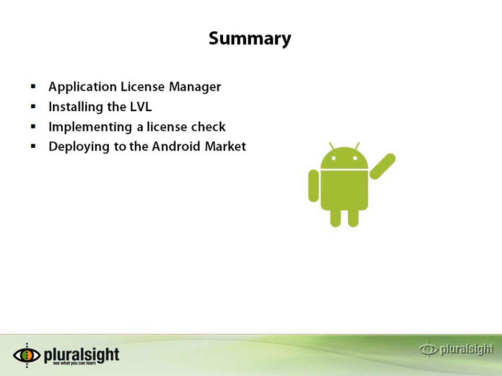Then we looked at implementing a license check using the LVL. This was a more complicated process, but what we did was we set up a permission for it. Then we created a callback handler that would handle the callbacks for the license when it told us whether there was a valid license or not. And then we set up the license checker to actually use a license checking policy that Google had already provided for us. And we tested that out, and we couldn't do a real license check because we didn't have a real valid Google API key for this particular application.